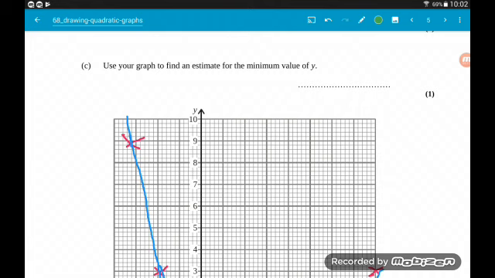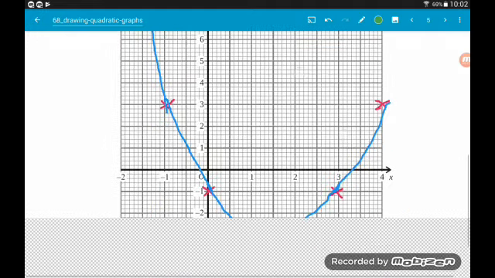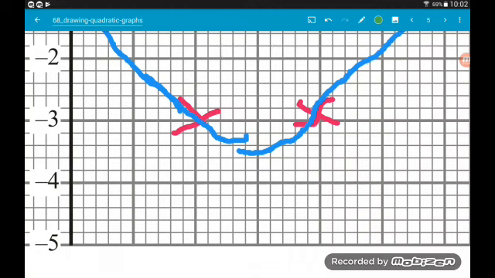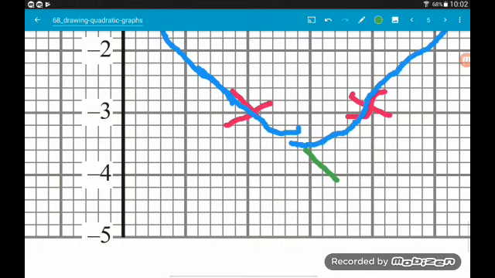So remember, what we've plotted is y is equal to this quadratic. So when we're talking about minimum values, we want the smallest possible value that this expression can take. So to find that, we look for the lowest point on our graph. So the lowest point on our graph is right here between these 2 points. So what's the value on the y-axis of this point? Well, it's between minus 3 and minus 4. So I would say, by my drawing, the minimum value of y is minus 3.5.